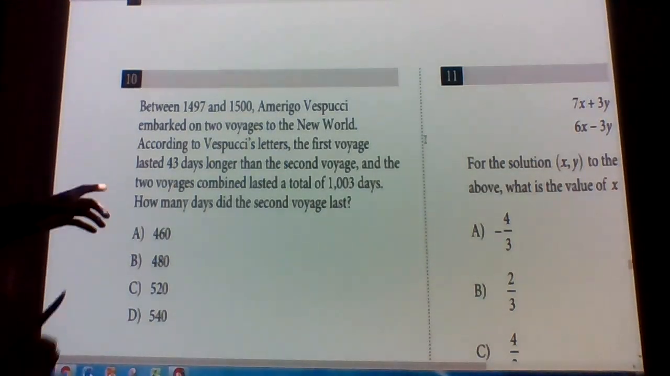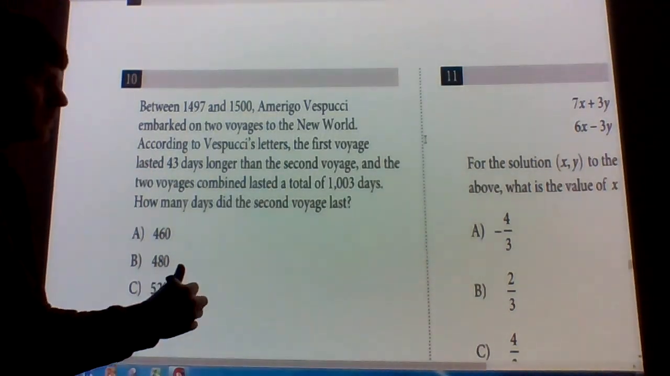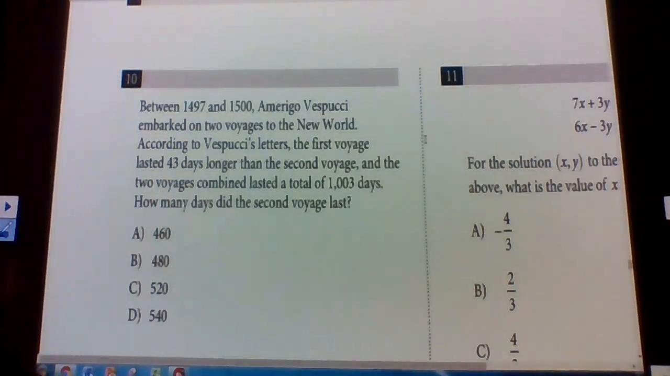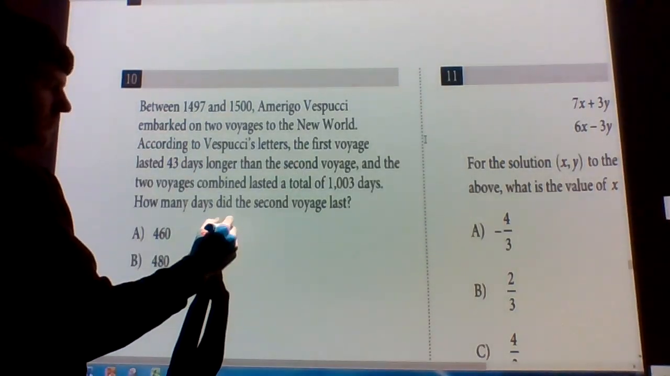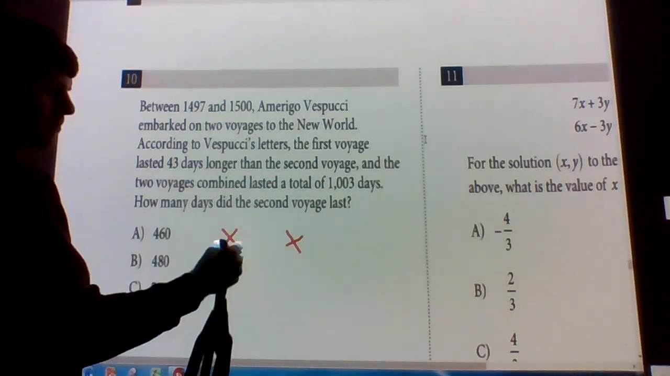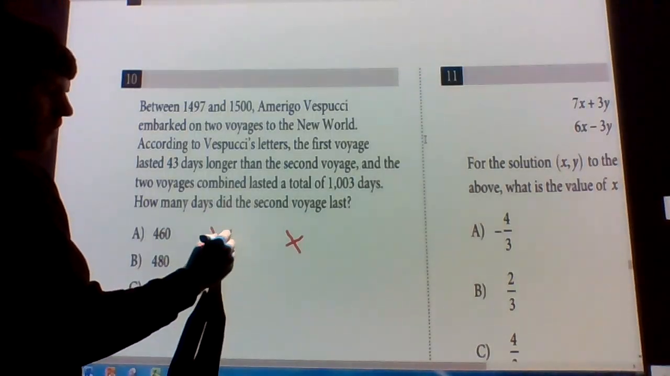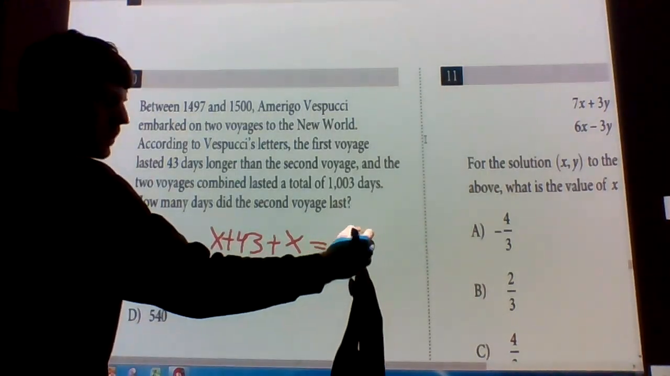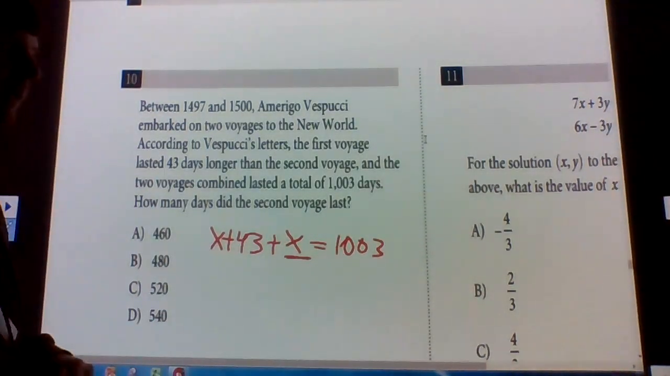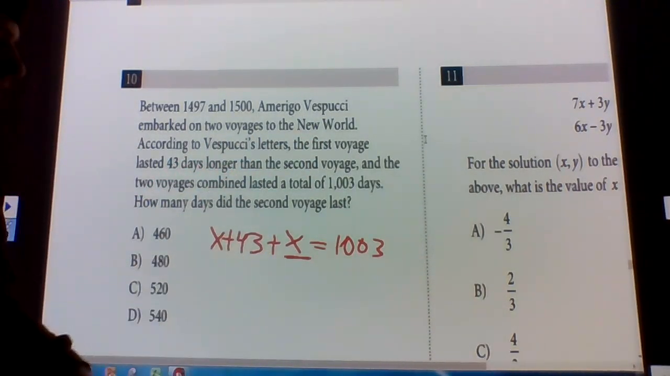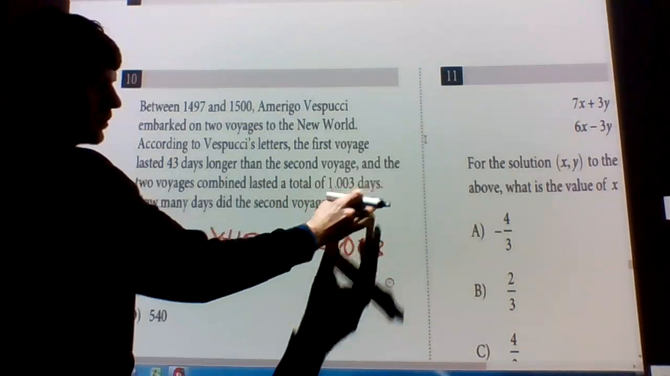Okay, so the first voyage was 43 days longer than the second voyage. So if the second voyage is X, the first voyage is 43 more than that. And if you add them together, the total voyage was 1,003. So the second voyage is going to be X. The first voyage was 43 days longer than that, so 43 plus X gives you your first voyage. And then together the voyages lasted a combined total of 1,003 days.